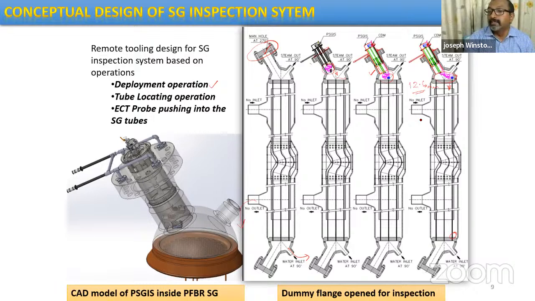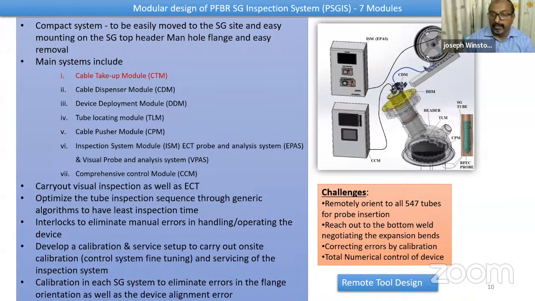So the biggest challenge is positioning, which is called tube location operation, and then the ECT probe pushing into the SG tubes. So these are the conceptually evolved methodology of the inspection through which the systems are now designed based on this. So we have a cable take-up system at the top, and then the cable dispenser module.